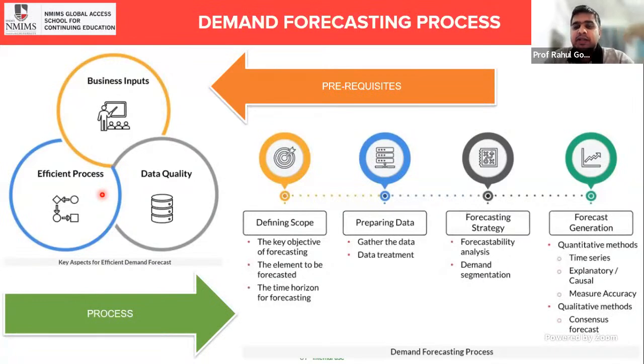Can you tell me what is the recent phenomenon that is making this prerequisite difficult for forecasters and analysts? What is the recent phenomenon which is creating a nightmare in the lives of people who are dealing with demand forecasting?